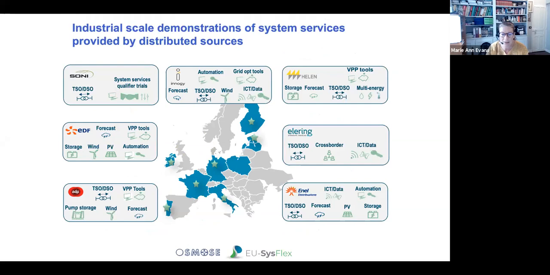So we will show you today three of the demonstrations from the seven industrial scale demonstrations of the project, which will illustrate the provision of system services by distributed sources. Namely, that will be the Portuguese demonstration that you can see here on the bottom left of your slide. You will see also objectives and results from the Italian demo and from the German demo, illustrating how enhanced coordination between TSO and DSO can unlock the flexibility potential. Thank you very much.